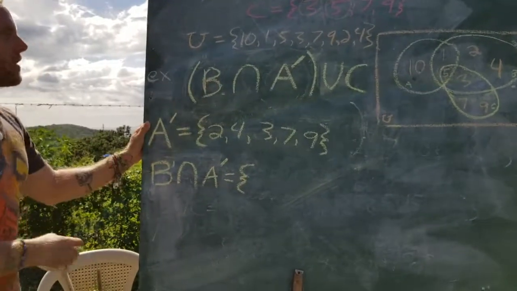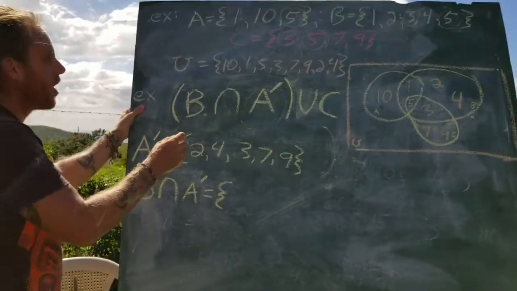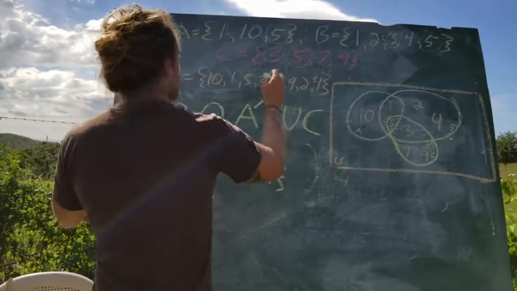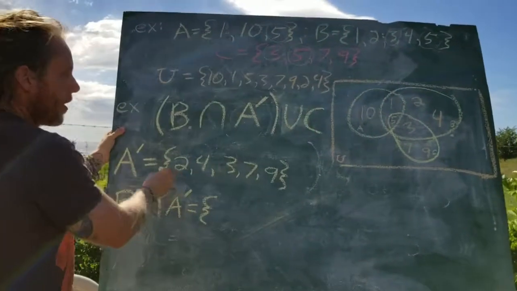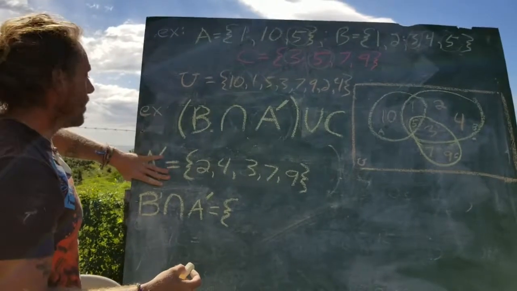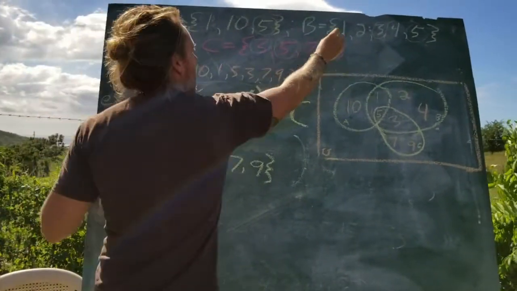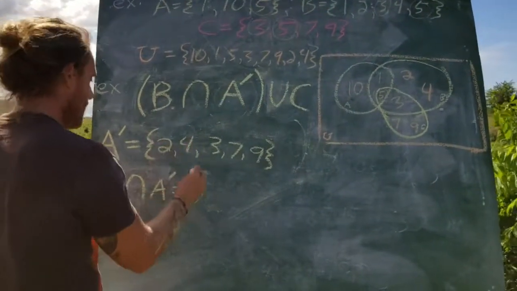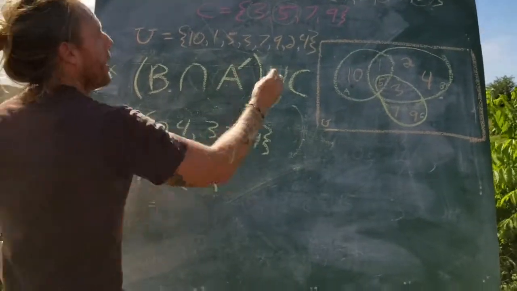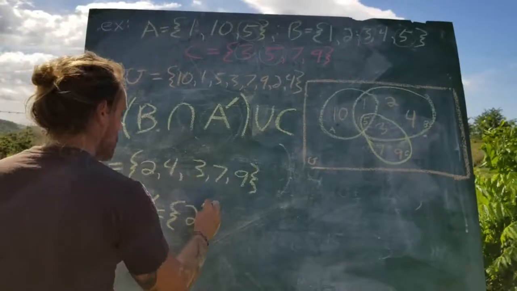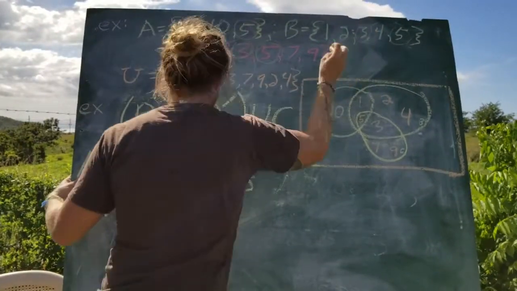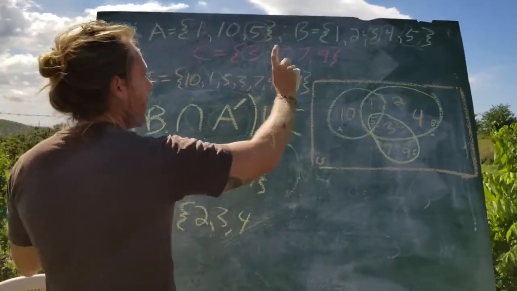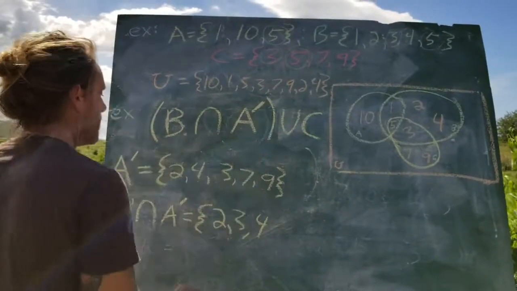Okay, remember the intersection are the elements common to both sets. So what are the elements common to B and A prime? Well, B is fairly obvious to see up here, and A prime we've already figured out. That's why it's nice to write it out. So let's see what elements are common to both. B has a 1. Does A prime have a 1? No. B has a 2. Does A prime have a 2? Yes. So 2 is common to both. How about 3? Yes. How about 4? Yes. How about 5? No. And we're done up there. We have 7 and 9 not common to B.